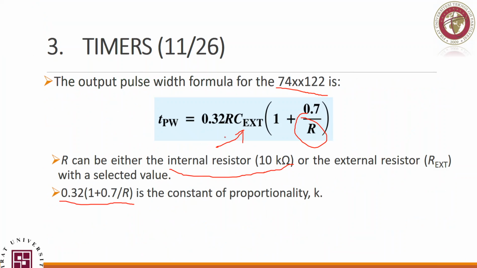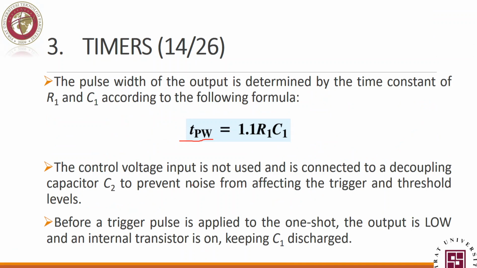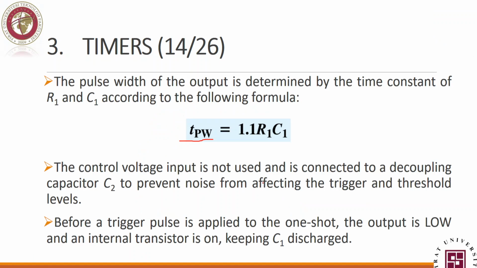Very similar to this here. But this is another design. It's not the 74121. Rather, it is the 555, one-shot or monostable. Okay, 1.1 R1C1. Now what happens? Initially, now assume that initially the output is low. Just an assumption. What will happen?